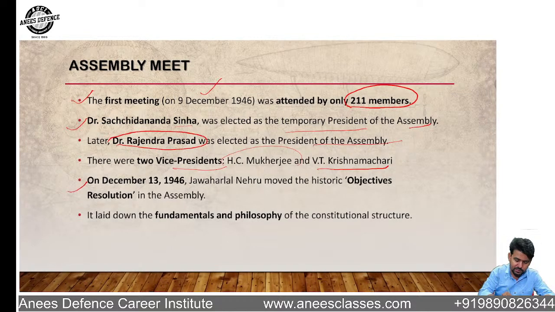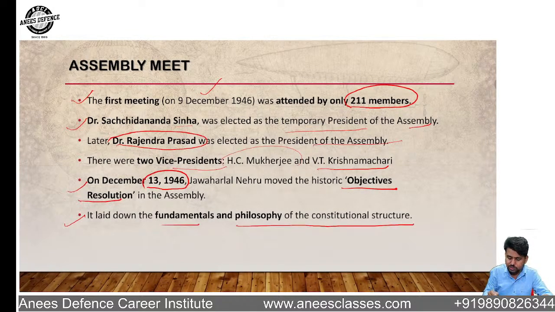Then on December 13, 1946, Pandit Jawaharlal Nehru moved the historic Objectives Resolution. It laid down the fundamentals and the philosophy of the constitutional structure. What is the Objectives Resolution? It is what Jawaharlal Nehru moved in the Constituent Assembly. This is very important, and the NDA has already asked a question on the Constituent Assembly, specifically on the Objectives Resolution. I will show you that question later on. But first of all, you need to know what the Objectives Resolution is.